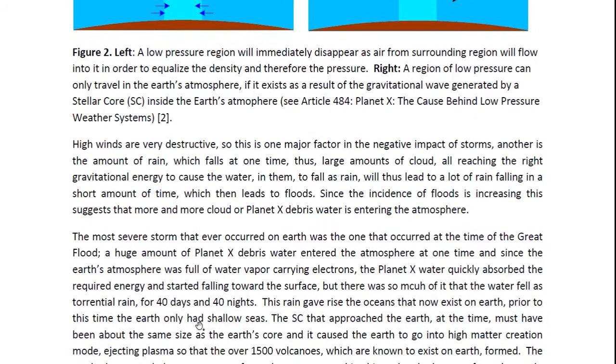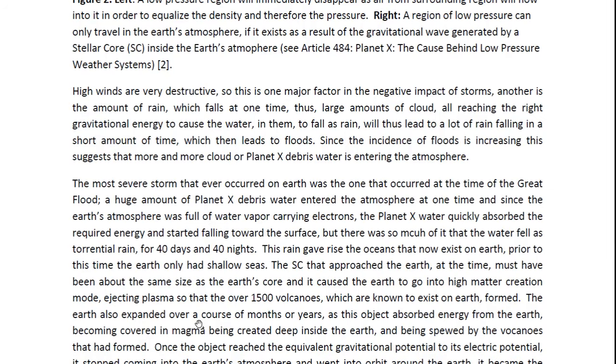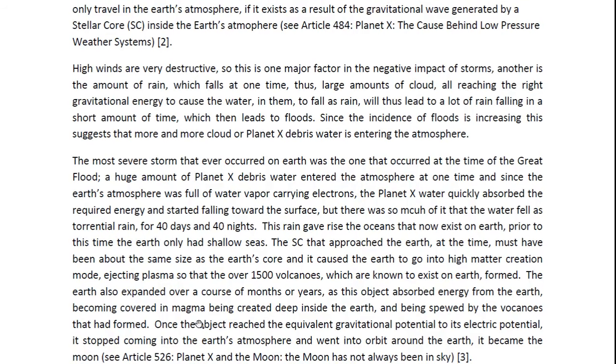The most severe storm that ever occurred on Earth was the one that occurred at the time of the Great Flood. A huge amount of Planet X debris water entered the atmosphere at one time. And since the Earth's atmosphere is full of water vapor carrying electrons, the Planet X water quickly absorbed the required energy and started falling toward the surface. But there was so much of it that the water fell as torrential rain for 40 days and 40 nights. The rain gave rise to the oceans that now exist on Earth.